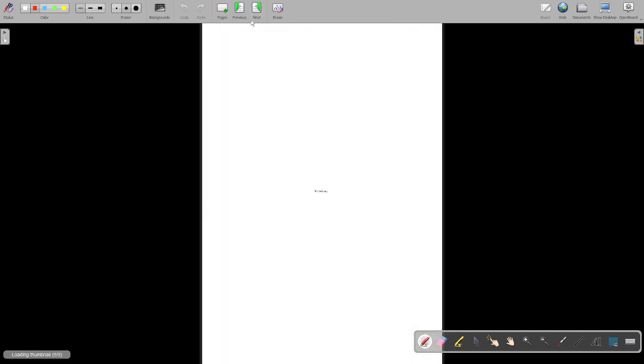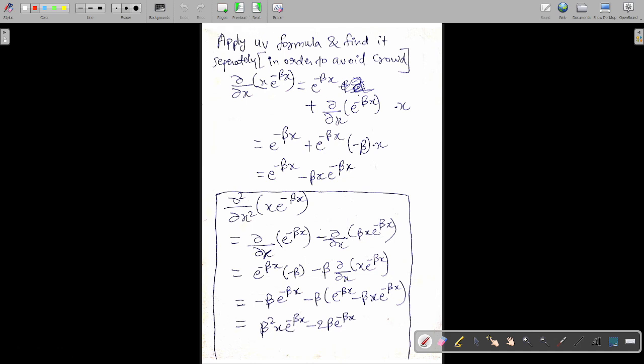Now this is quite evident. We will apply the UV formula and find it separately, in order to avoid crowd. So del by del x of x e to the power minus beta x, right? First of all, I will differentiate this keeping this as constant, and then I will differentiate this keeping this as a constant. So that is basically the UV formula. What is your UV formula?